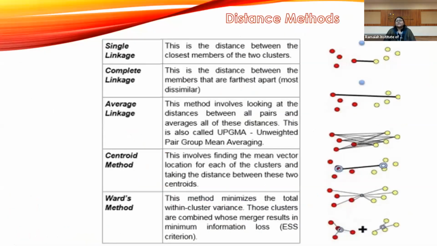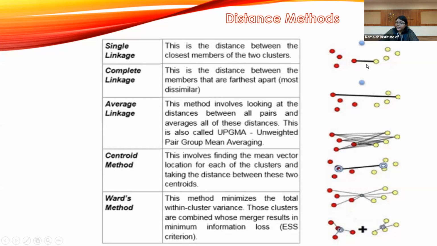Now the next thing is, how do they measure the distance? If these are the ways in which distances are measured, what are the distance methods that they are using? Well, there are 5 types of distance measurement methods. The first one is single linkage. If you look at the picture on the right side, suppose there is a red color cluster, there is a yellow color cluster, and this blue color is an outlier.